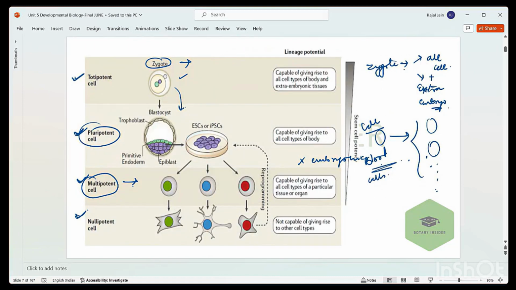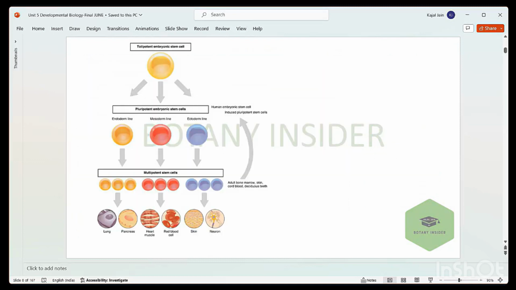Now, in addition to that, we have nullipotent as well, which are not capable of giving rise to any type of cell, which are not capable of giving rise to other cell types. They are known as nullipotent. Okay? So, totipotent, pluripotent, multipotent and unipotent and nullipotent as well. So, see, totipotent cells are what? The one which can give rise to all the cell types. Pluripotent is all the cell types but not the extra embryonic. Multipotent is of the similar type, right? These are the four types. Unipotent is different, nullipotent is different.